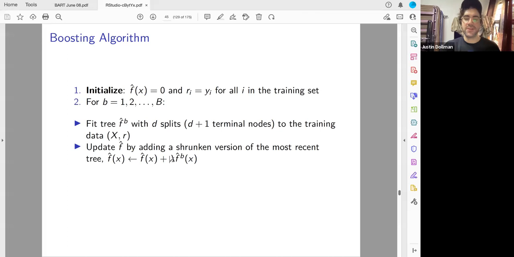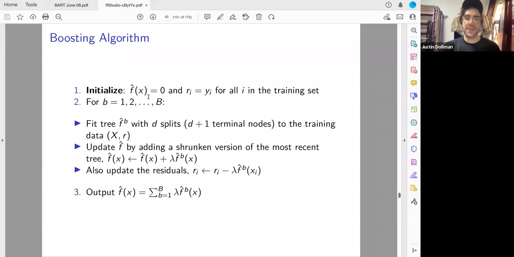As you might remember from the previous slide, this lambda was a shrinkage parameter, or the learning rate, right? And so you can think the smaller lambda is, the smaller the contribution of each individual boosted tree. And so when we do that, we simultaneously update the residuals. So we get these partial residuals. We remove that tree's contribution to the prediction, and then we have our new residuals. And that's it. We just do that capital B times. And then in the end, we're going to sum over those and get our output.